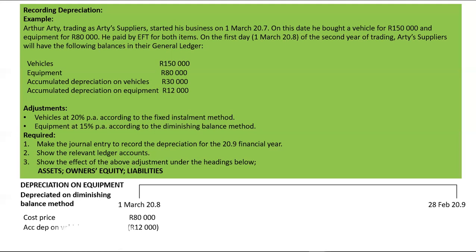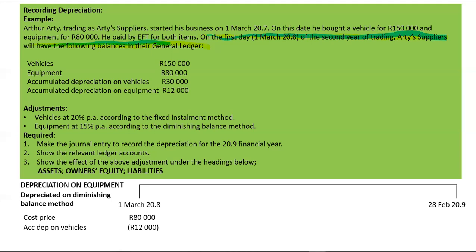And then I minus accumulated depreciation on equipment at the beginning of the year. Please note that accumulated depreciation on equipment at the beginning of the year, they told you that these are the balances at the beginning of the year. These are the balances at the beginning of the year, and they told you that it's on the 1st of March. That's what I am simply emphasizing: these are the balances at the beginning of the year.